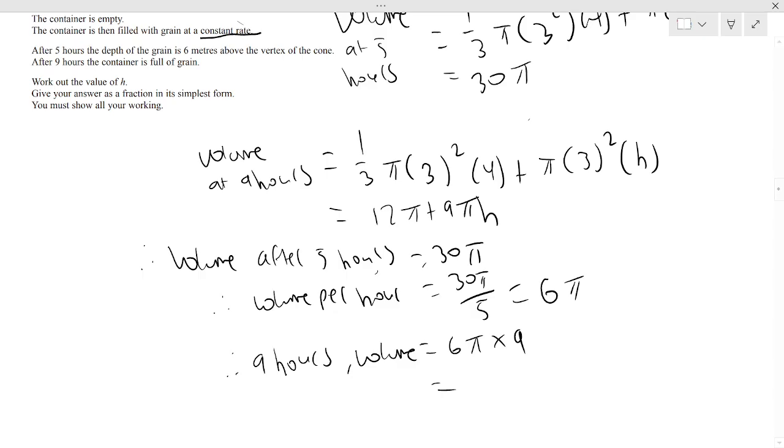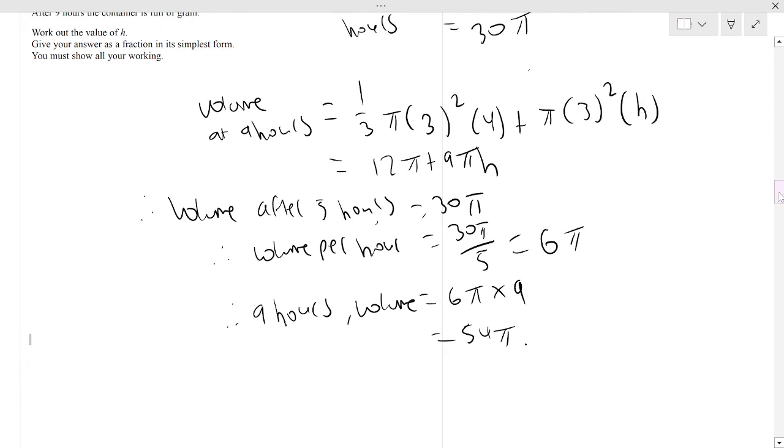So that's going to be 54 pi. Well, that's the volume at 9 hours, but this is also the volume at 9 hours. So I think I can equate them, can't I? And then solve for h. So therefore, 54 pi is 12 pi add 9 pi h.